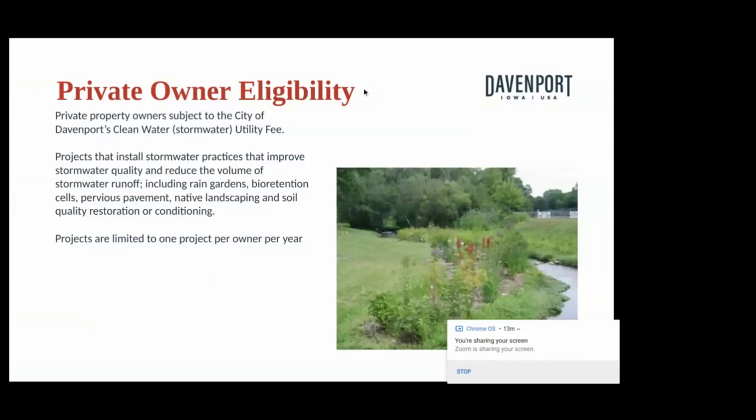In the picture, projects are limited to one project per owner per year, but your project can have various others all wrapped in it. So if you're doing soil quality restoration and you want to put in a rain garden, that would all still be one project in total.